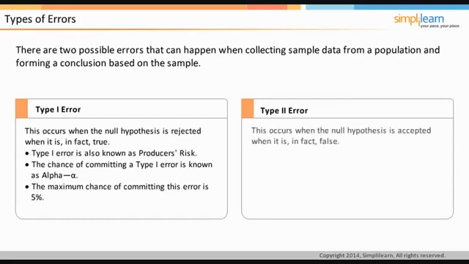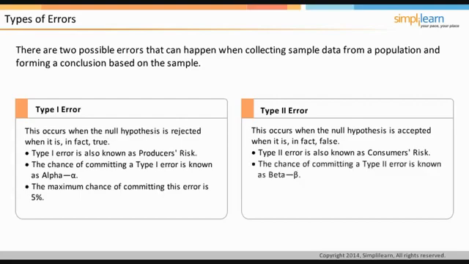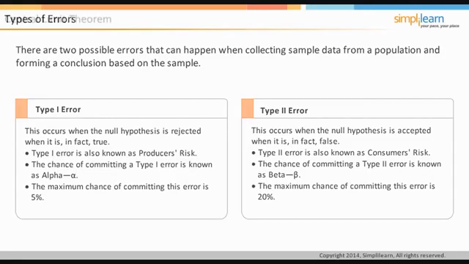The type 2 error occurs when the null hypothesis is accepted when it is in fact false. Also, when you reject the alternate hypothesis when it is actually true, you commit a type 2 error. Type 2 error is also referred to as consumer's risk. In comparing the two coaches, the coaches were actually different in their efficiencies, but the conclusion was that they are the same. The chance of committing a type 2 error is known as beta. The maximum chance of committing a type 2 error is 20%. In the next screen, we will learn about central limit theorem.